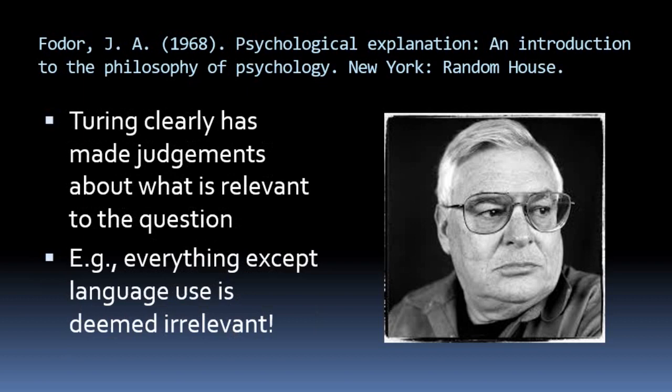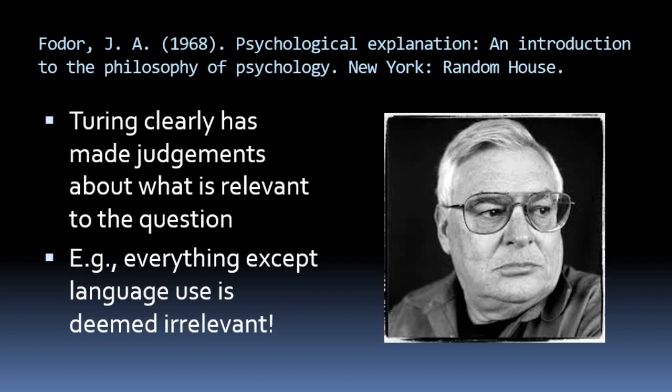So the stuff that I've been saying about Turing is actually taken from Jerry Fodor. He is a very intelligent guy, like there's no question. So Fodor says, clearly Turing's made judgments about what's relevant to the question. All that stuff that we were saying before the break. The stuff that you can do while sitting down in front of a keyboard is what's relevant. Literally everything else in life is what's irrelevant.